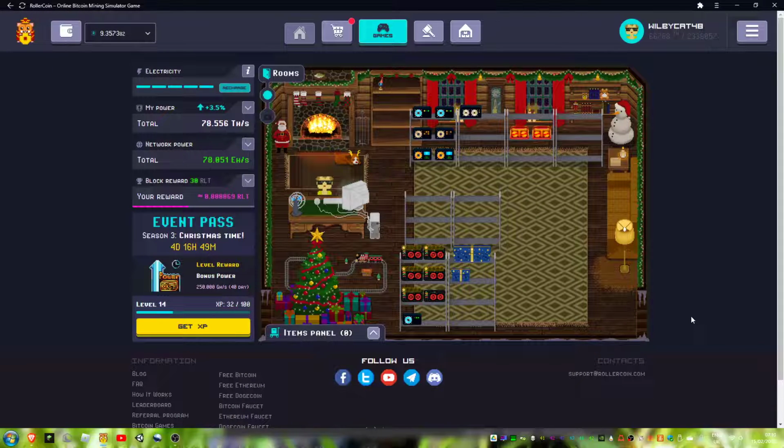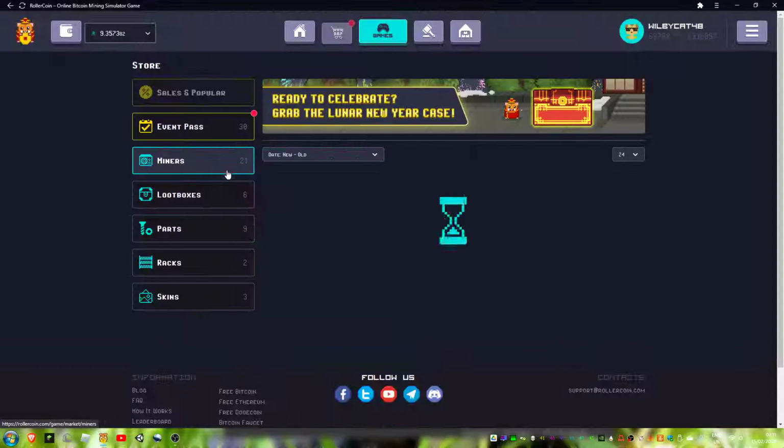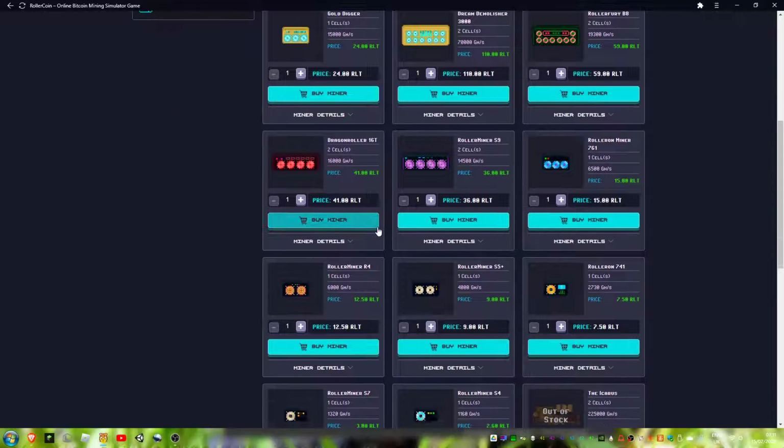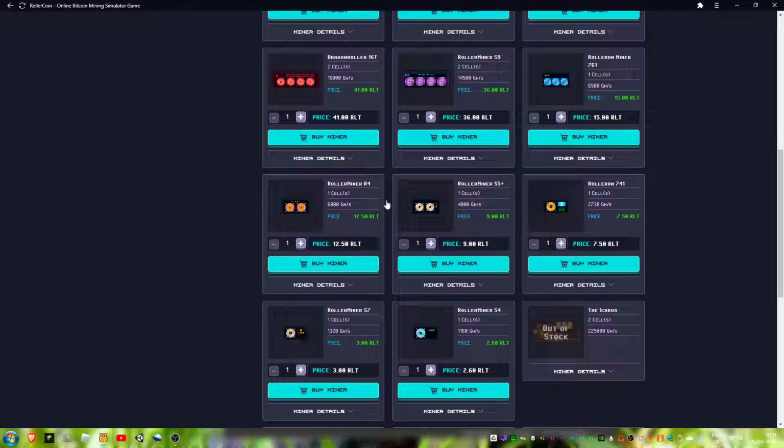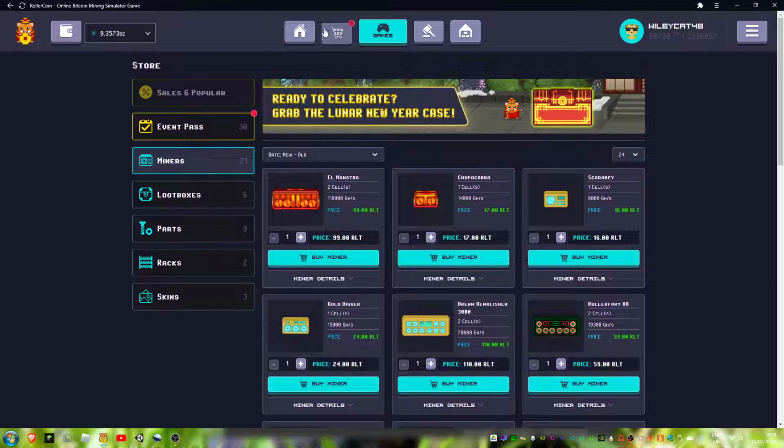Today, Rollercoin update. So, yeah, there isn't much to say apart from the fact I have my Rollerminer S5 Plus, which is nice. I have 9 RLT, so I'm quite close to saving for the 12.5 RLT Rollerminer R4. And then, yeah.